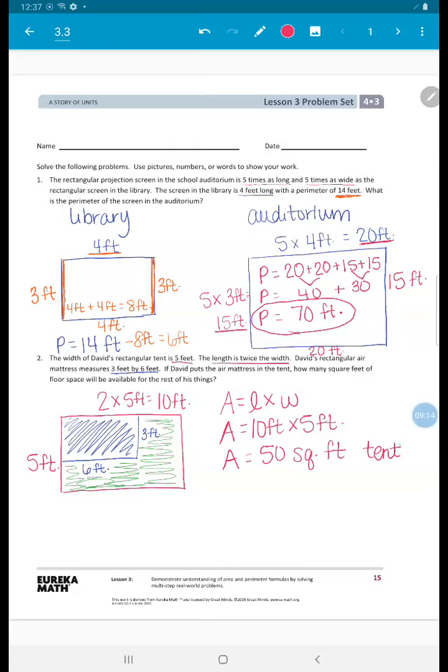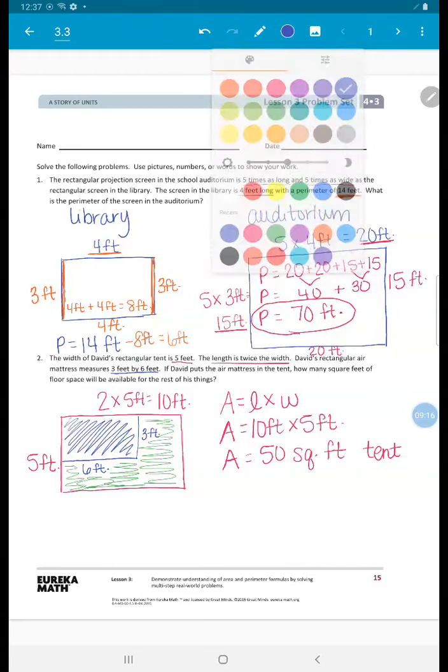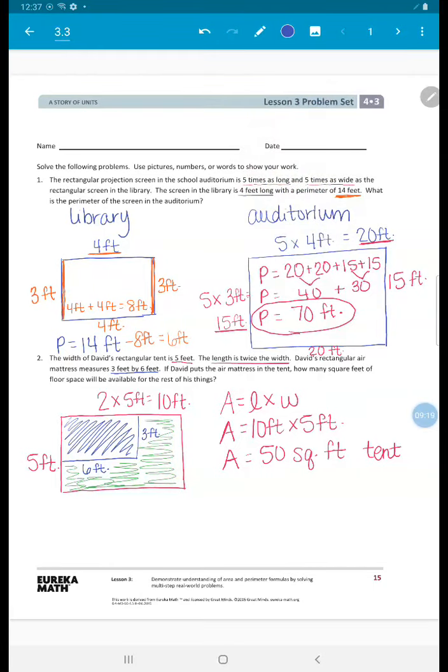But remember that he's using some of that space for his air mattress. So now we have to figure out how much area that air mattress is taking up. So we're going to find the area of the air mattress by finding its length times its width. It's 6 feet long times 3 feet wide. If I multiply 6 times 3, I'll get 18 square feet for the air mattress.